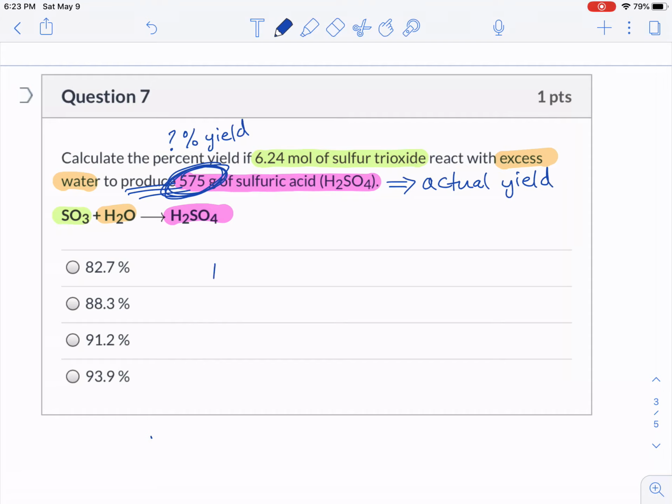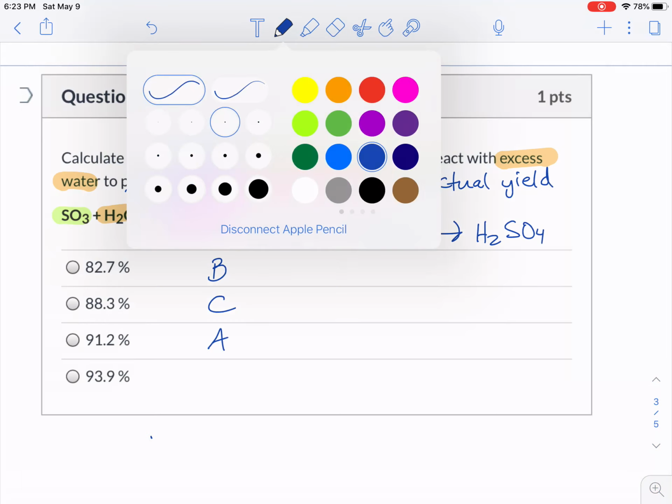You have to start off with your BCA tables. So I'll go ahead and put this down. We've got SO3 plus H2O yielding H2SO4. So sulfur trioxide plus water yields sulfuric acid. First things first, check to see if we have a balanced chemical equation. That should be the number 1 step in any stoichiometric calculation. Well, I've just double checked it. It's balanced. That's good. One less step we have to do.